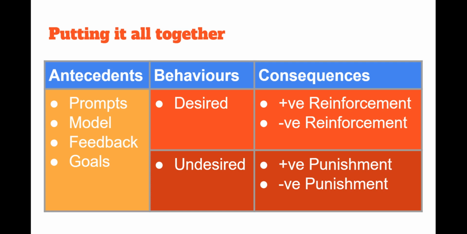Now, when we put it all together, antecedents can be prompts, models, feedback, goals. Behaviors can be desired or undesirable. And the consequences that we use are what's called reinforcement or punishment. Negative and positive are a little tricky to describe in 6 minutes and 40 seconds, but we'll get to that.